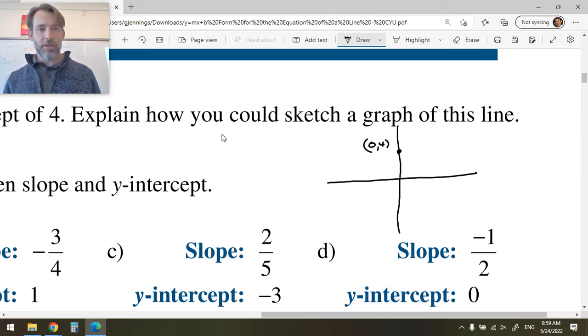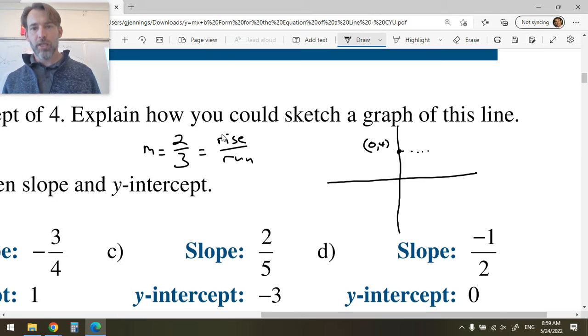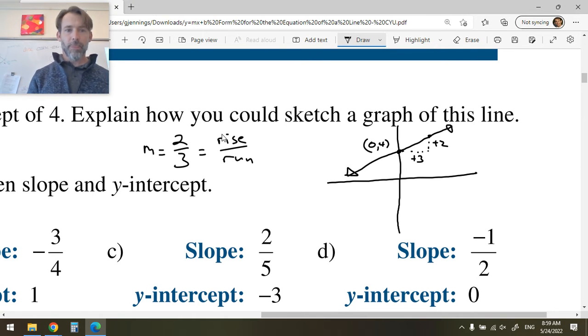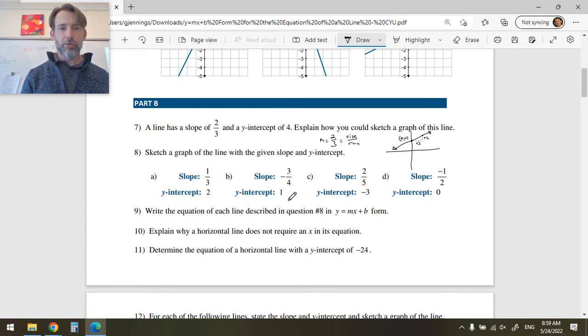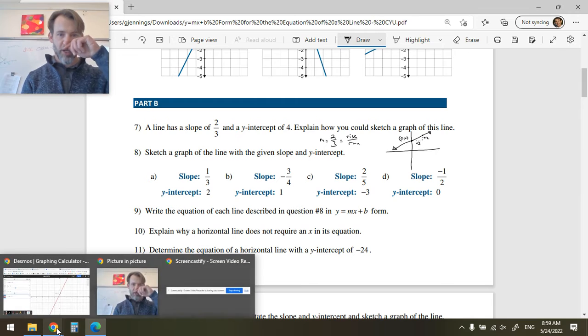So if m is equal to 2 over 3, that's the same thing as saying this rises 2 when it runs 3. So I can go over 3 and up 2. Plus 2, plus 3. And that will give me another point. And then I have my line that goes through there, like so. So that's how you will do those. So try those with these ones here. And again, you can use Desmos to check your work.